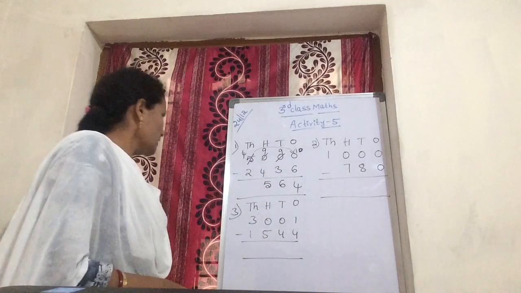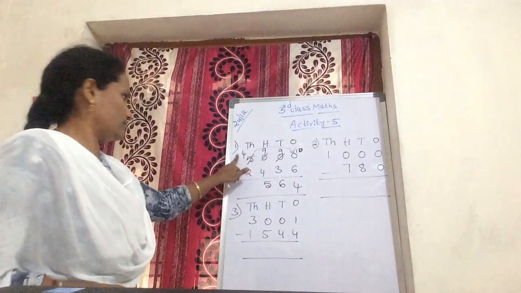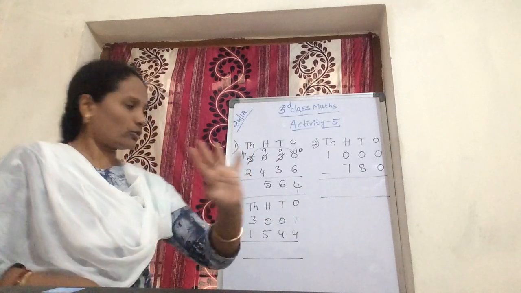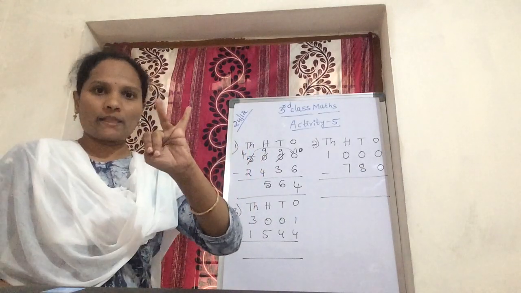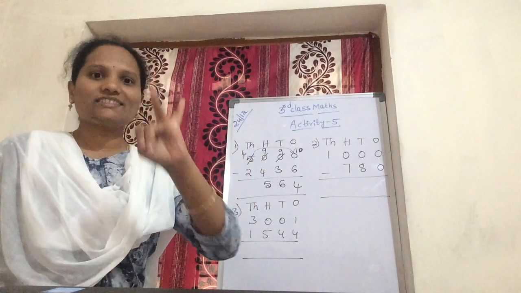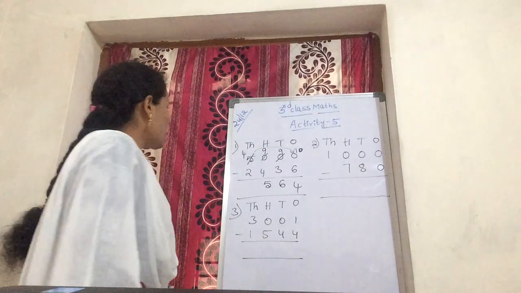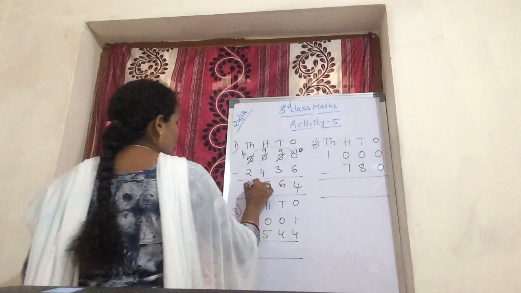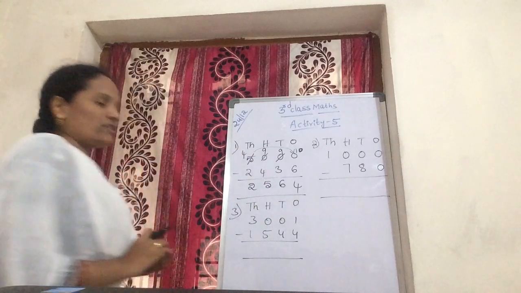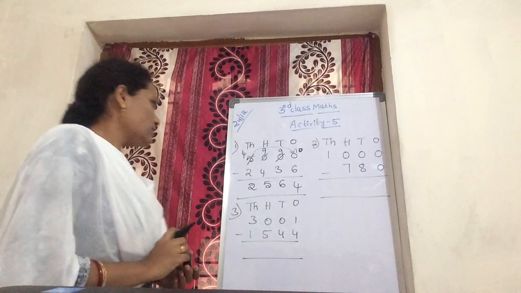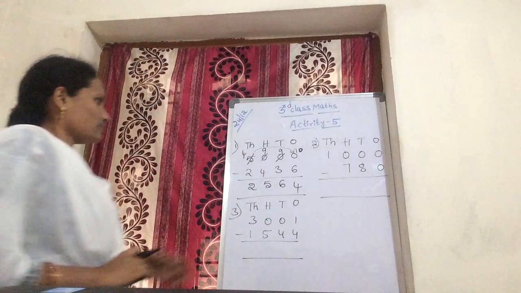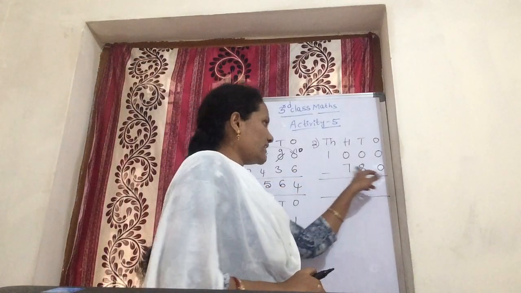Now next 4 minus 2. You are taking first 4. You are removing 2. Still here how many are there? 2. You should write in the thousands 2. So what is your answer? 2564.